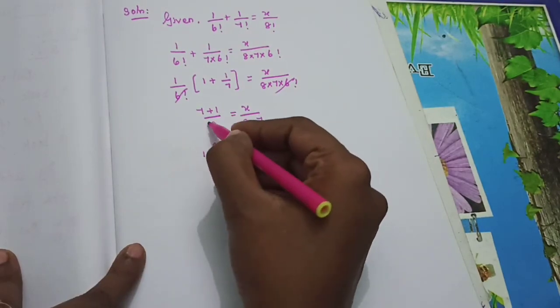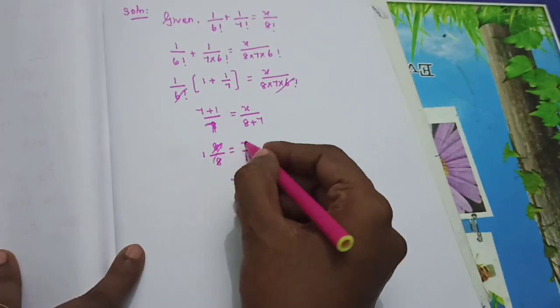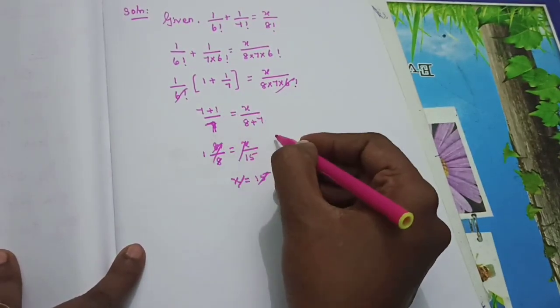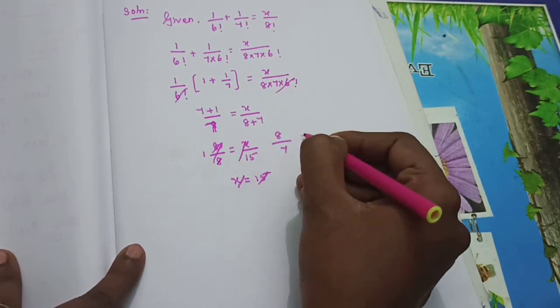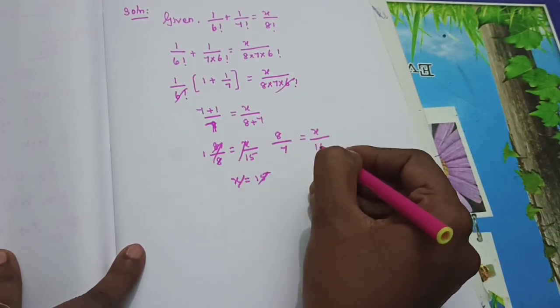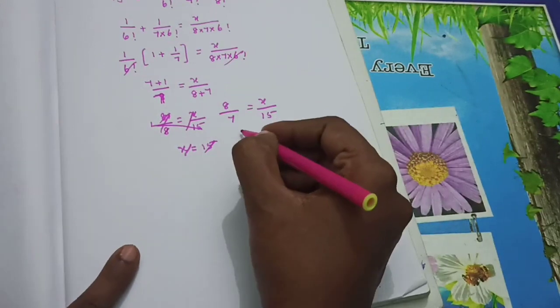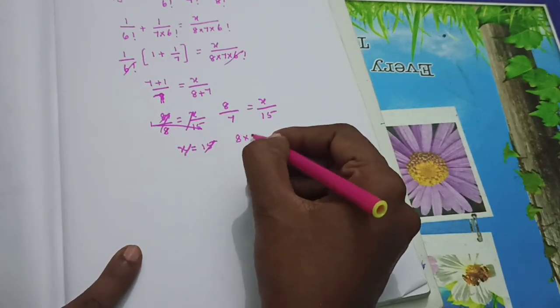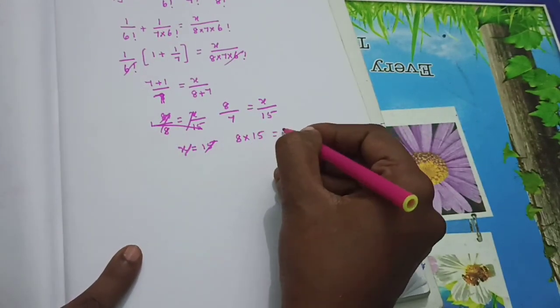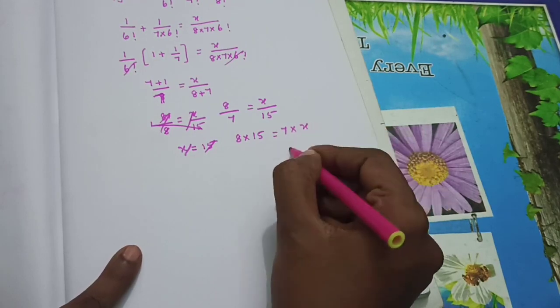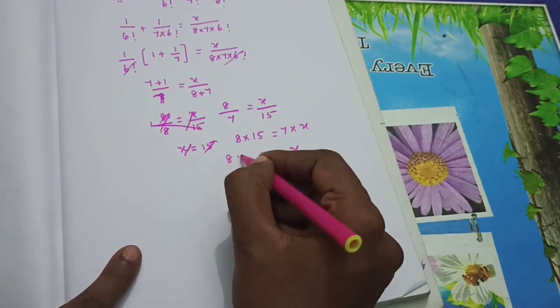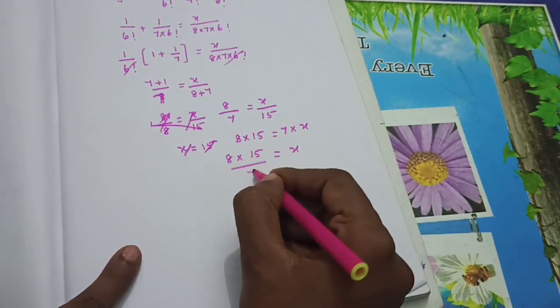sorry students, here we made a mistake. The LCM is 7. So what will happen? 8 by 7 is equal to x by 15. Shall we cross multiply? 8 into 15 equals 7 into x. So x is equal to 8 into 15 divided by 7.